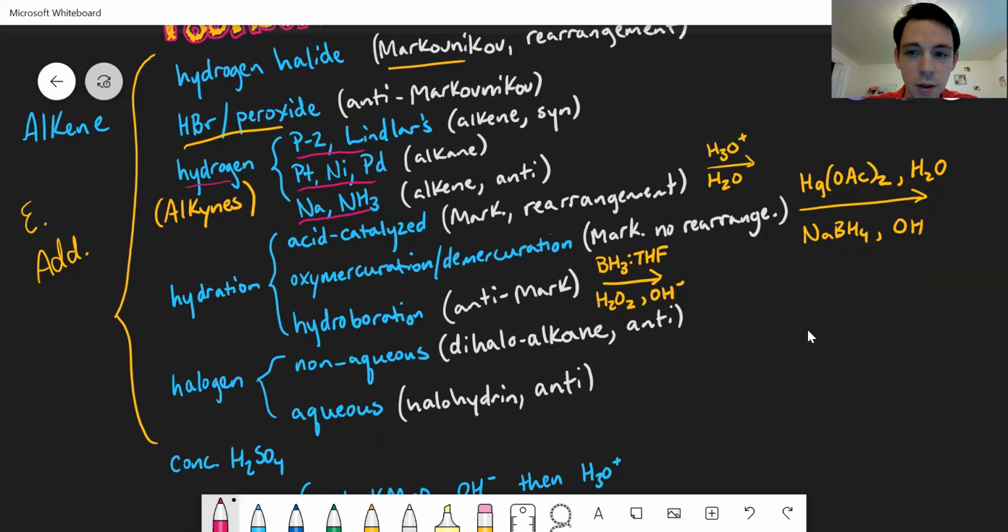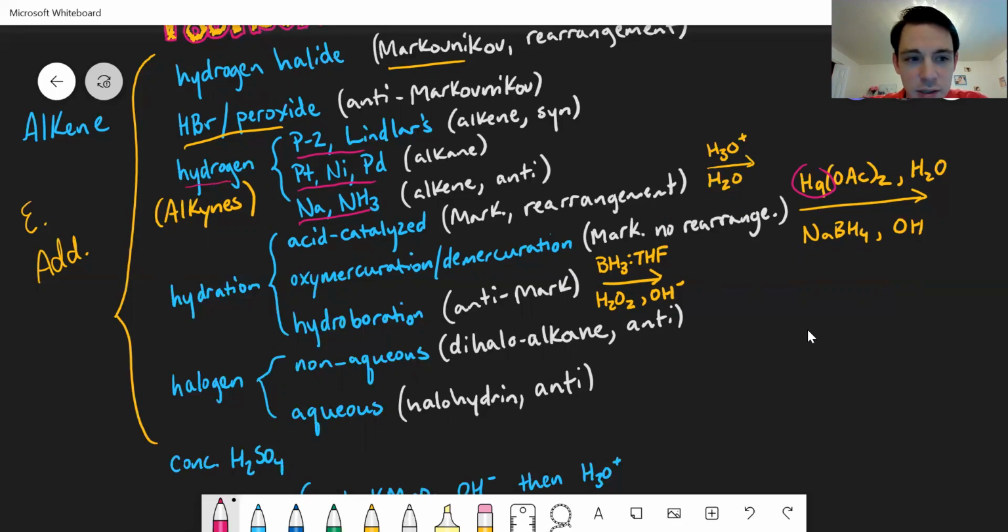Oxymercuration demercuration, similar Markovnikov addition of hydroxide group, but it does not allow for rearrangement. So this would be more useful if you knew that you had a methyl branch somewhere and you didn't want rearrangement to occur. The main reason this isn't done in college labs is due to that mercury, and one of the products of this reaction actually is mercury, which is not easy to dispose of, and typically we don't expose students to it.